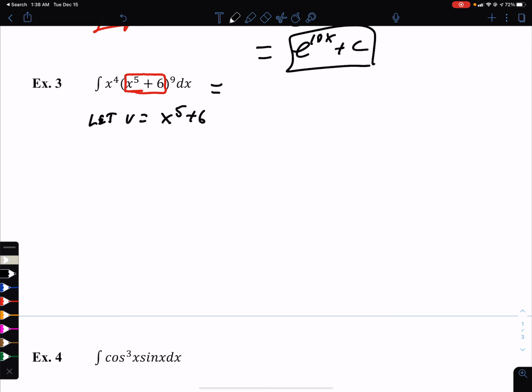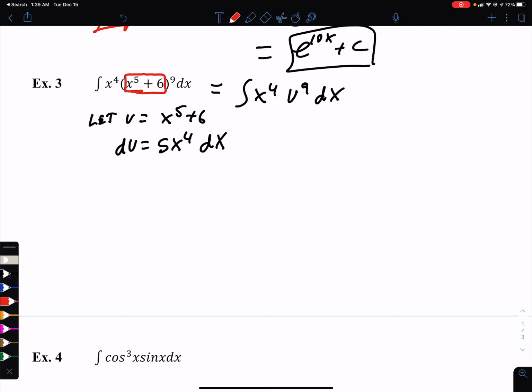Now if I do that nicely, this becomes x to the 4th, u to the 9th, dx. I still have two problems now. That and the x here. I want everything to be u's. I don't want any x's. Well, let's find du. du will be 5x to the 4th dx. And so we look and we say, you know what? I want 5x to the 4th dx.